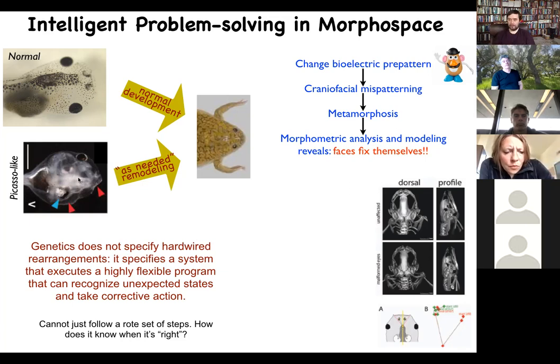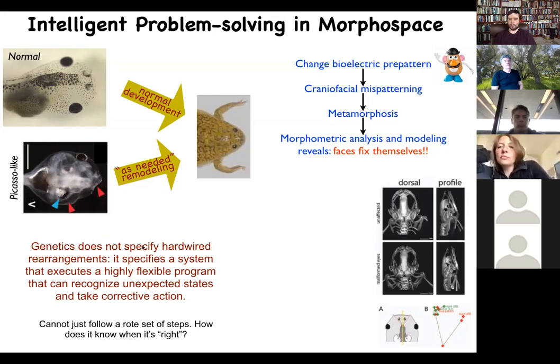Tadpoles where everything is in the wrong place. The eyes on the side of the head, the jaws over here. Everything is completely mixed up. And guess what? These things largely make pretty normal frogs, because all of the different organs continue to move in abnormal paths, sometimes doubling back if they go too far, until they get to a correct frog face, and then things stop. So this is a system.